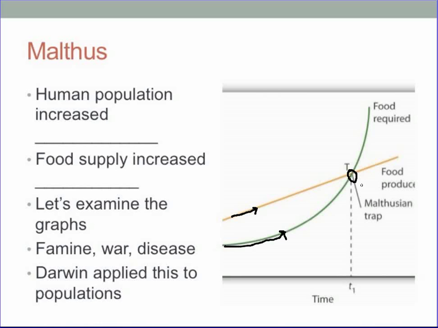But Darwin did apply this idea to populations, in the idea that populations had to fight for food. And if an individual could not get food, it was less able to survive and therefore less able to reproduce and pass on its DNA.